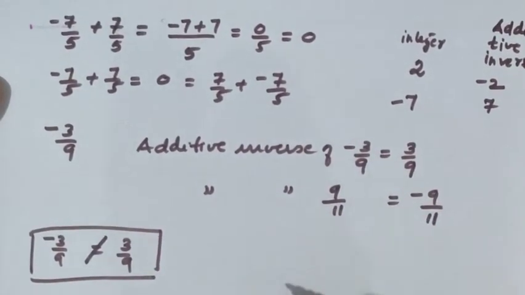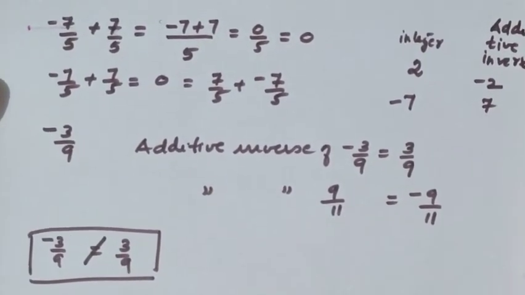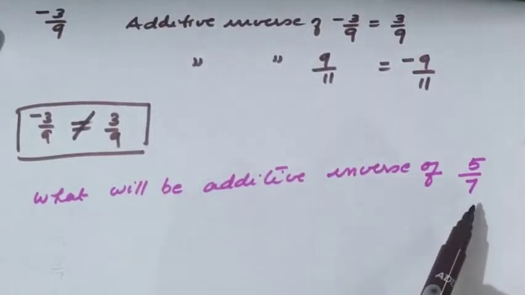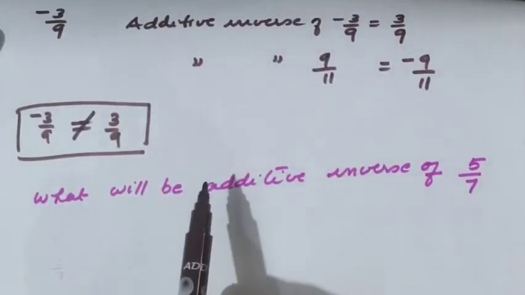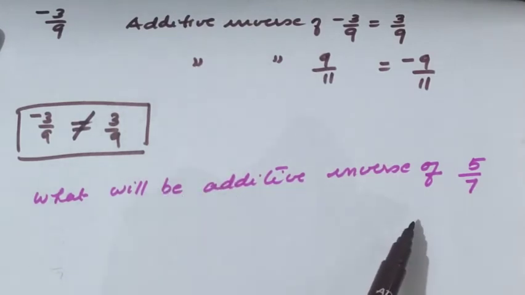Once again I'll write the question now. What is the additive inverse of minus 3 by 9? It is equal to 3 by 9. What will be the additive inverse of 5 by 7? The point I explained last time, I just explained now.